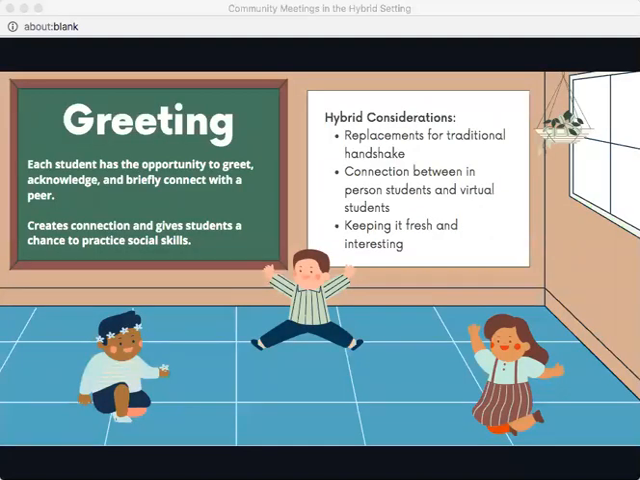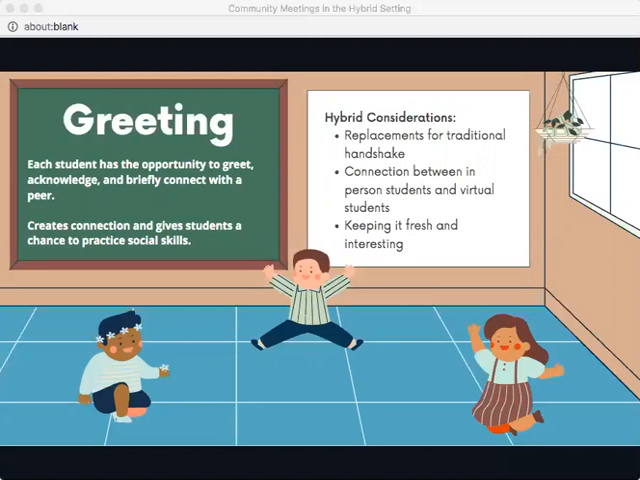So let's first talk about that greeting, that very important first part of our community meeting. So many students across our district and across the country are feeling the effects of isolation. We can begin to break down these walls of isolation by using a greeting in our morning meetings. The greeting is an opportunity for students to acknowledge one another by name.